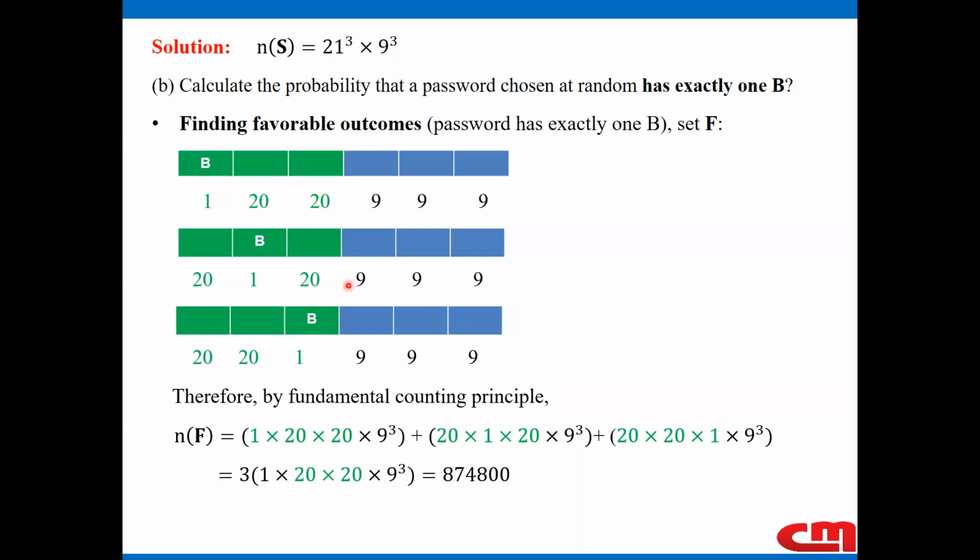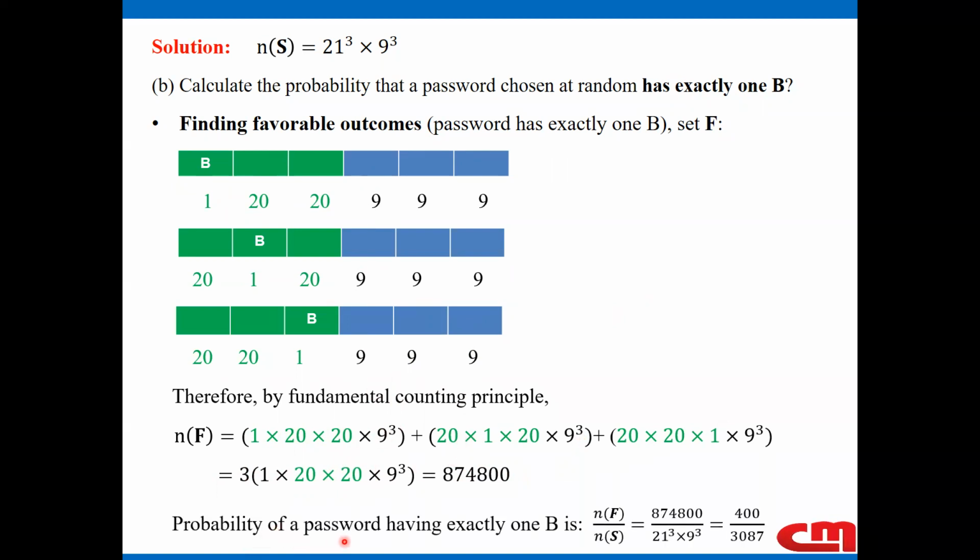So this is how we are supposed to come up with the favorable outcomes as far as the condition that we are given, exactly 1B. So once the B is used, it cannot appear anywhere else, right? Now that we have that, we can calculate the probability of a password having exactly 1B, which is the number of favorable outcomes over the number of possible outcomes. Favorable is this figure, possible is the one we have here, then it reduces to this. So this is how we are supposed to approach this problem.